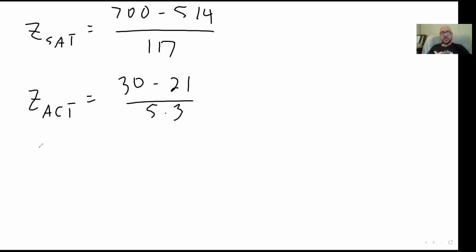So that means that the person who scored a 30 on the ACT, which is a very good score, did a little bit better than the person who scored a 700 on the SAT. Although both students did quite well and will probably have no trouble with their college admissions, at least based on this. So you just calculate them that way. Just use the formulas here, and whichever one's bigger, that's the person who did better. In this case, it was the ACT person.